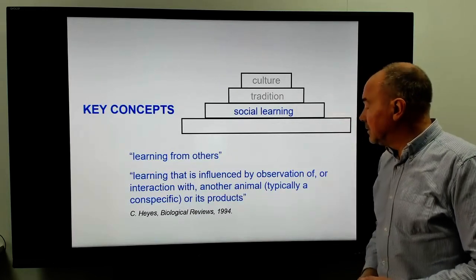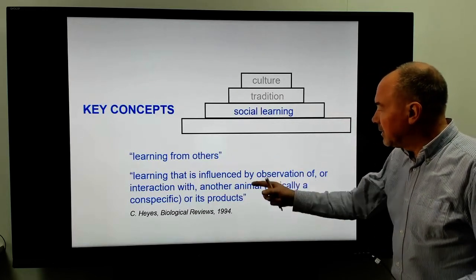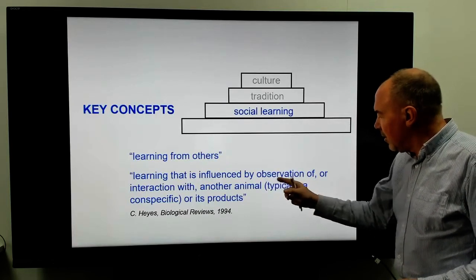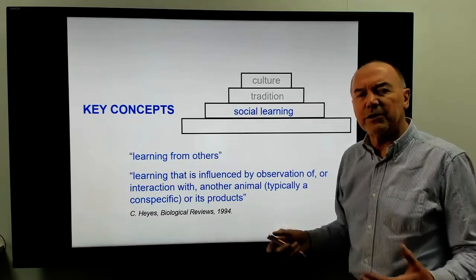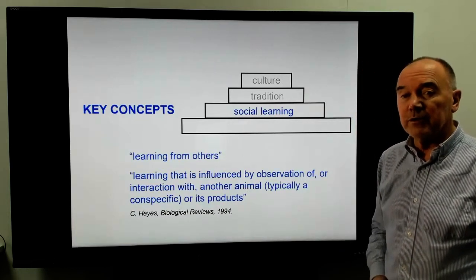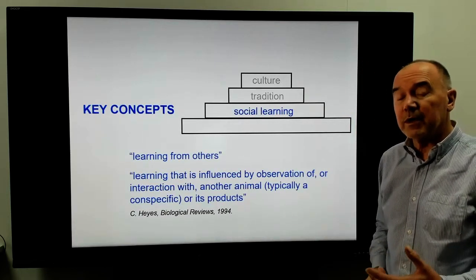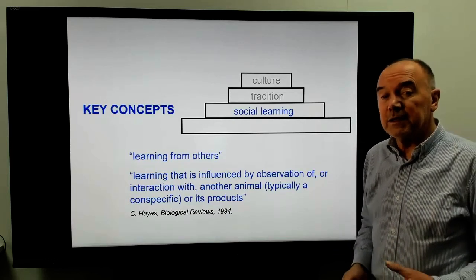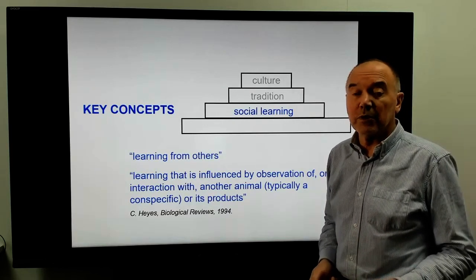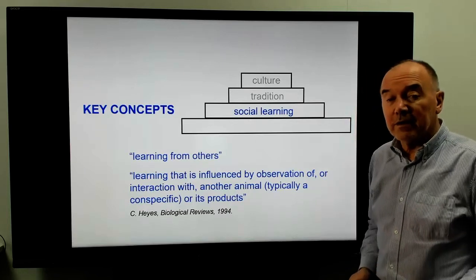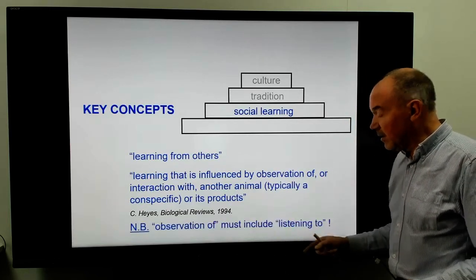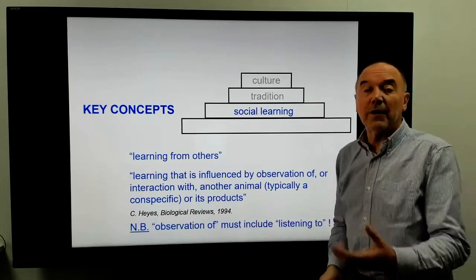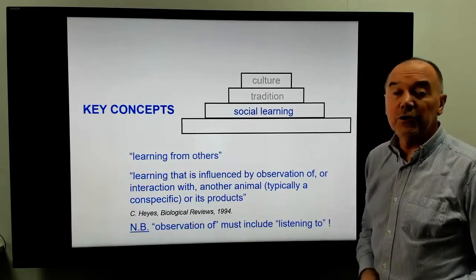So that's important. I think there is perhaps a limitation in this definition because it talks about observation of another animal, which seems to imply that we're only talking about the visual mode. But of course animals may learn from others using other senses. One that's really important is what they hear from others. So we need to interpret this broadly. Observation of must include listening to and the vocal learning that may ensue.